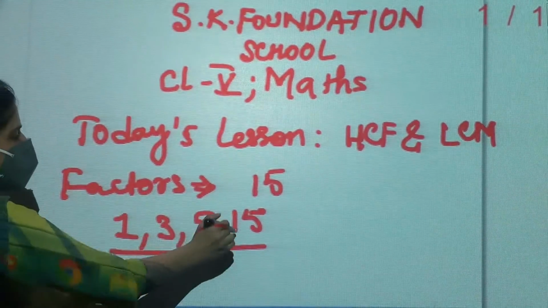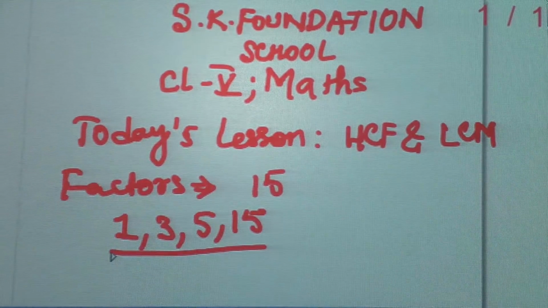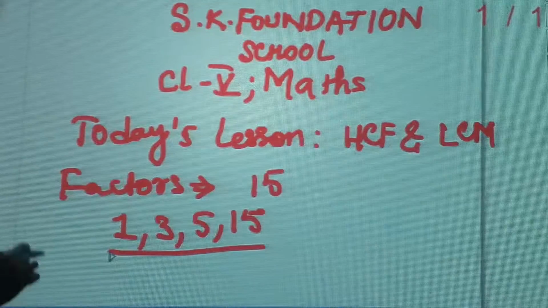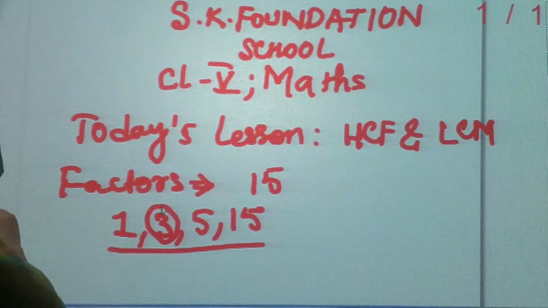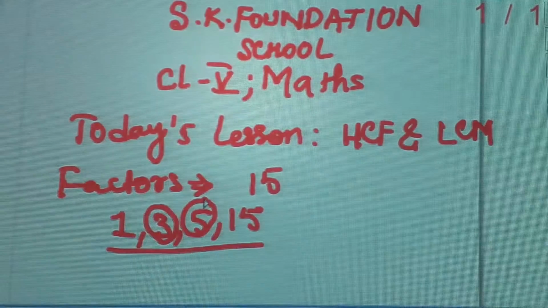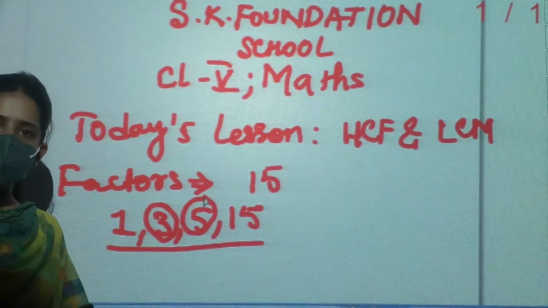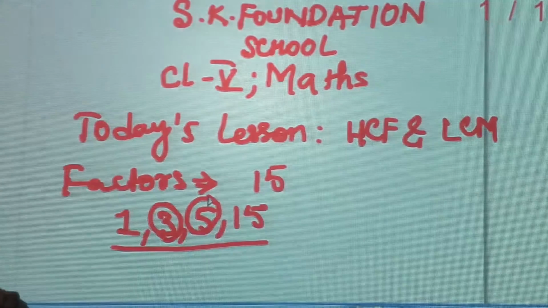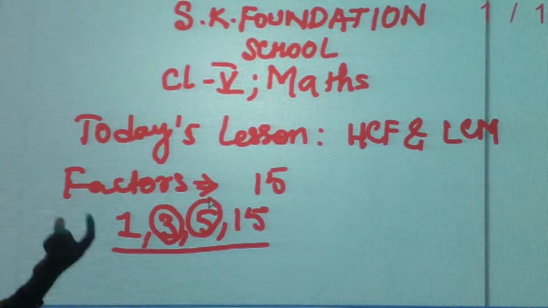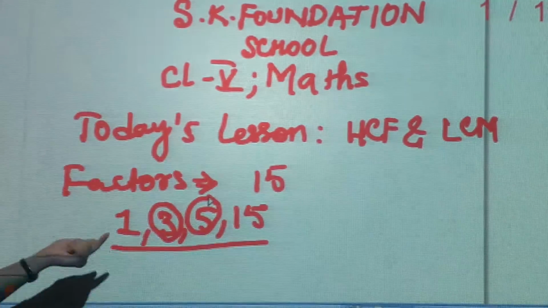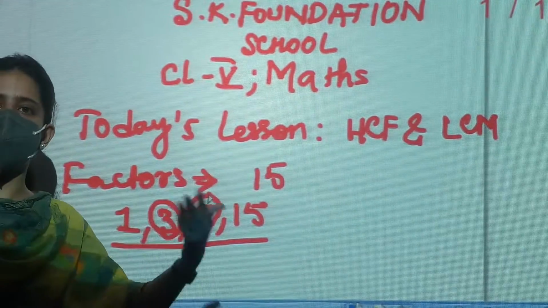Now among the factors of 15, we will find the prime numbers. These are all the factors of 15 that we know. Now this 3 is a prime number. This 5 is a prime number. So a factor which is a prime number is called a prime factor. Or a number which is a prime number and also a factor of another number is called a prime factor of the number.